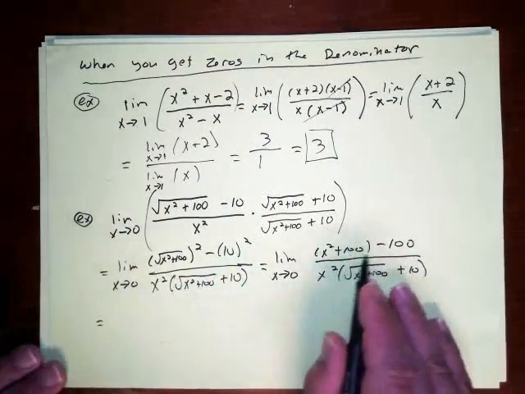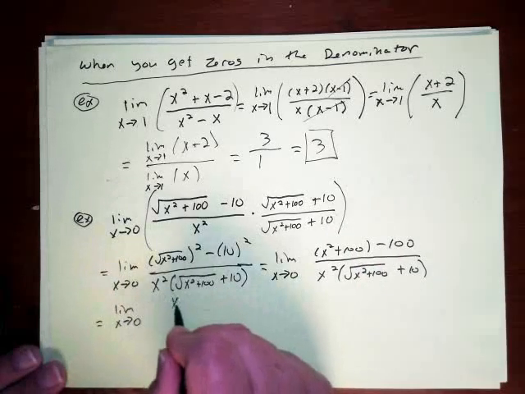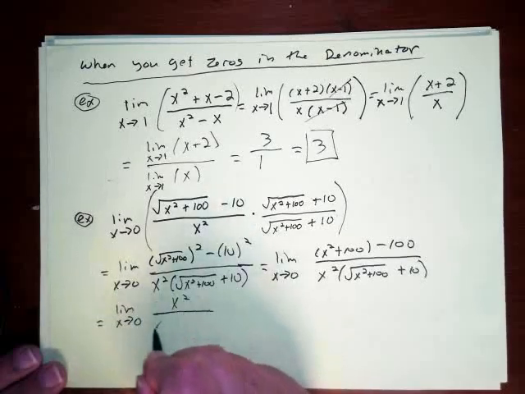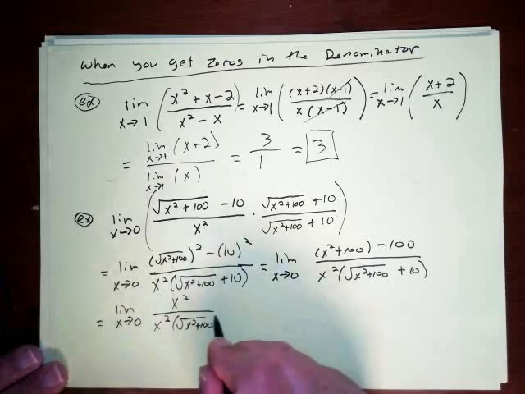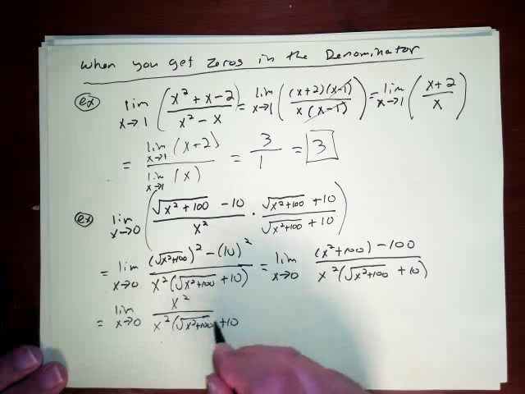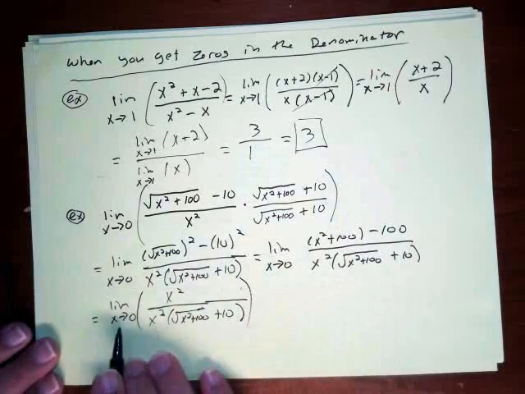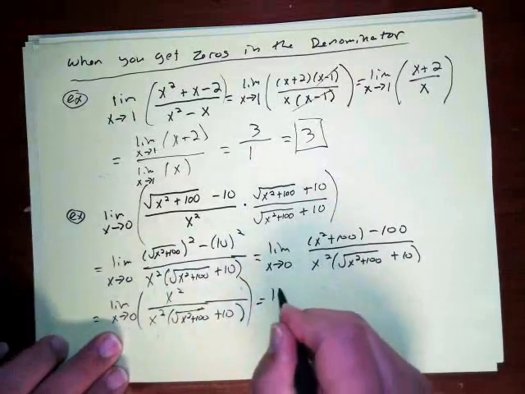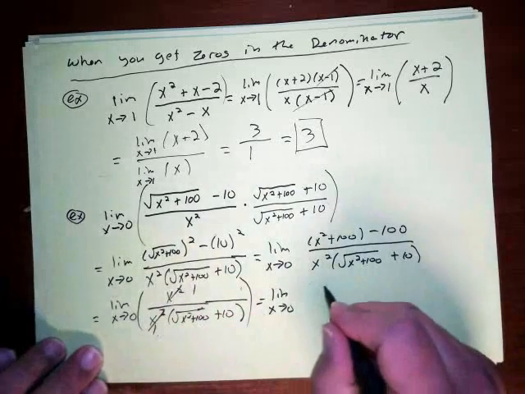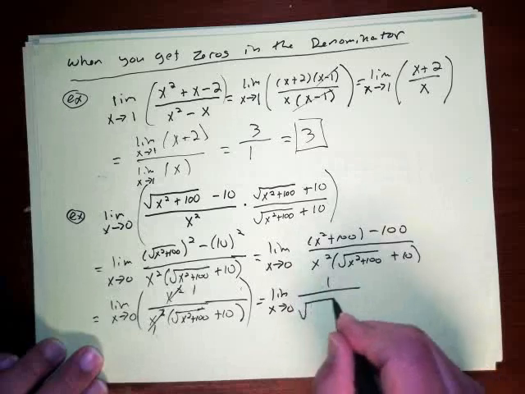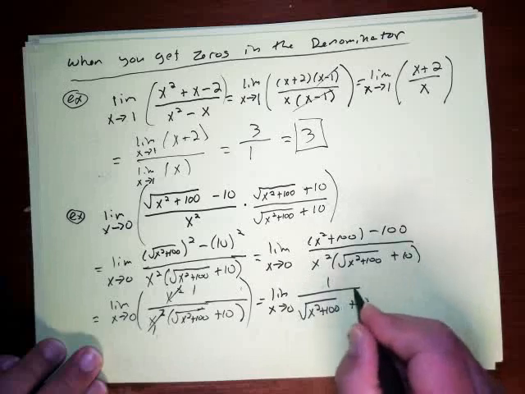Okay, so now this 100 goes away. So now this is the limit as x approaches 0 of just x squared over x squared times the square root of x squared plus 100 plus 10. So it would look like this, right? And I always remember, I've got to keep that limit there: limit as x goes to 0. So now these cancel out, leaving me with a 1, right? And now I've got 1 over the square root of x squared plus 100 plus 10.